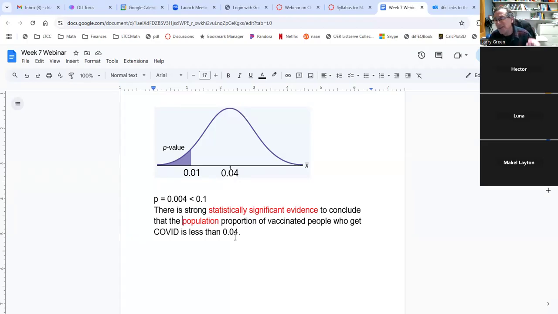Okay, it's not the same thing as you know for sure. That's why you have to use words like strong statistically significant evidence. Okay, that means that you have a very, very good chance of this conclusion being correct. Any questions on this idea? Okay, and this is real, by the way.